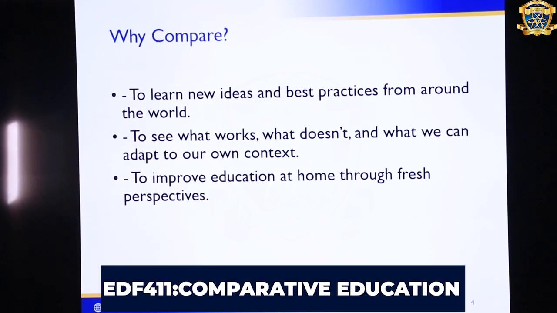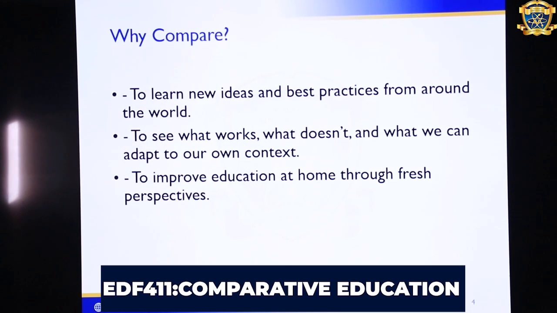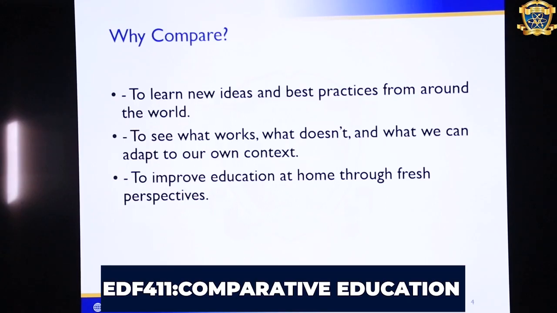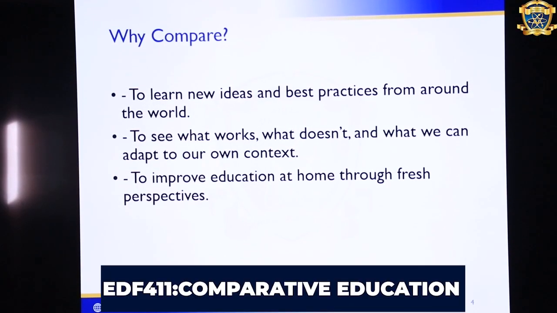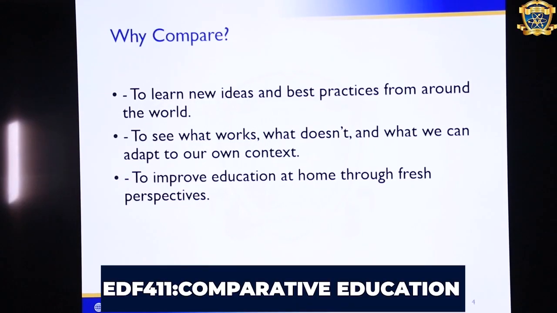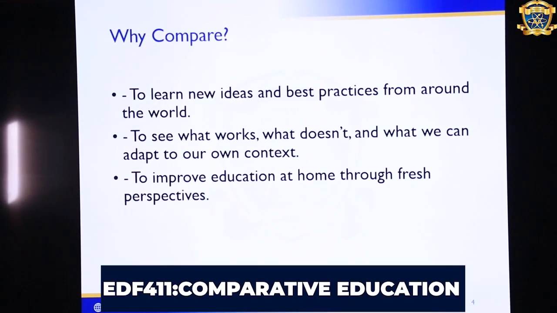And like I've already said, not everything that works in one context will work in all contexts. And the sole aim of doing this is to just improve our own education system. We do not compare for the sake of comparison. We want to see what works where and how does it work. Why does it work well in one context and not in the other? And then borrow selectively what we think can be beneficial to our own system.